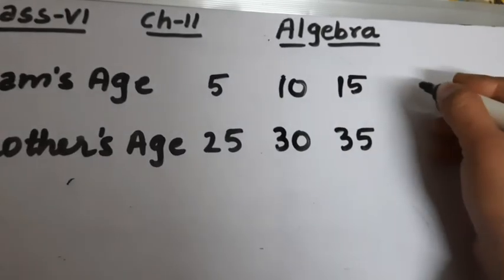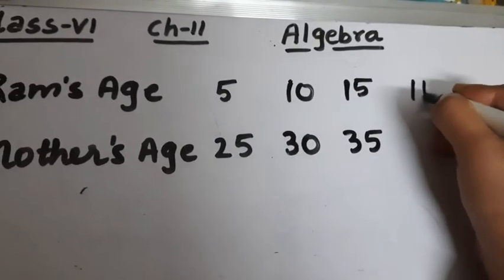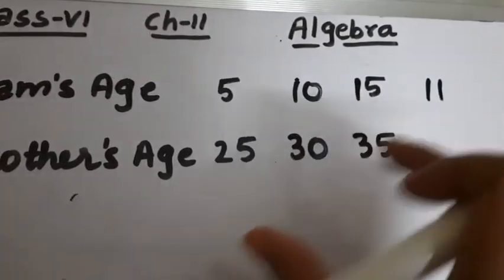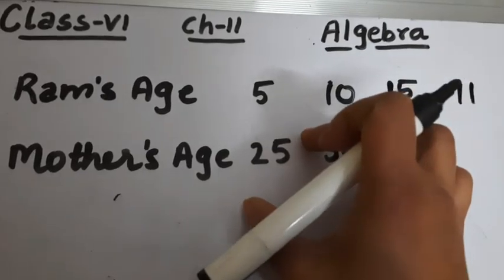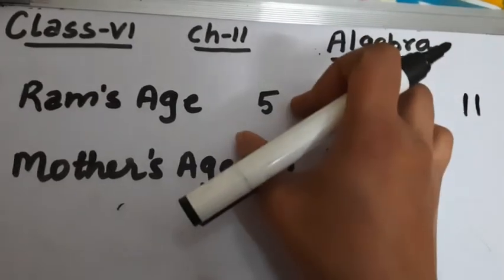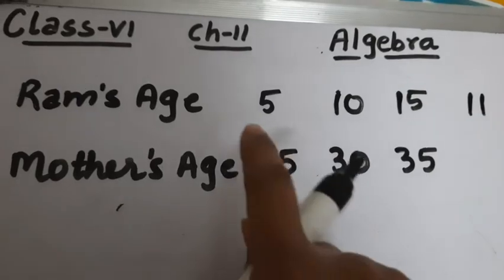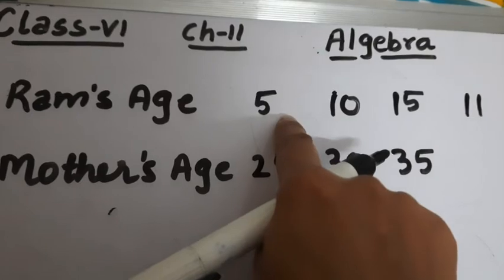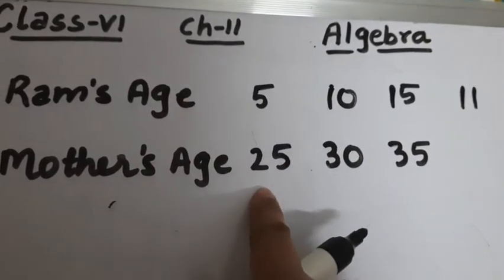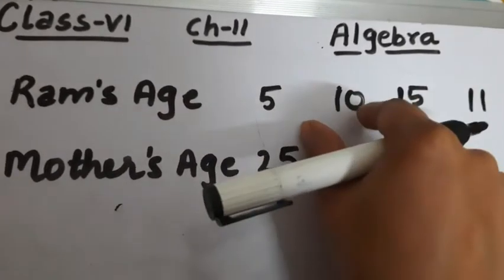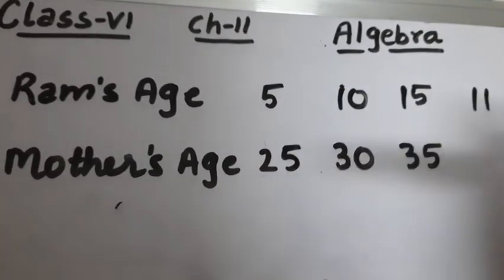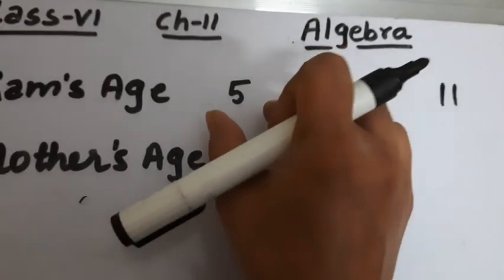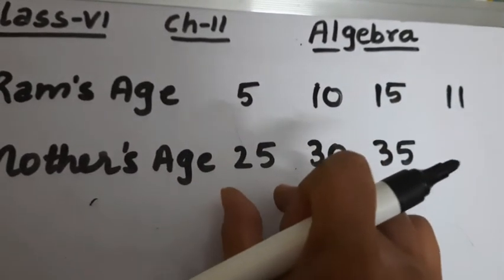But when Ram's age is 11 years, then what will be the age of her mother? See a rule here. The age of her mother is 20 more than Ram's age. When Ram is 5 years, her mother is 25 years. When Ram is 10 years, her mother is 30 years. When Ram is 15 years, she is 35 years. This means Ram's mother is 20 years older than him.